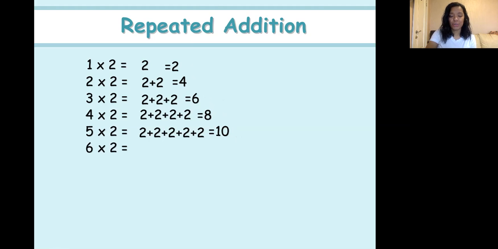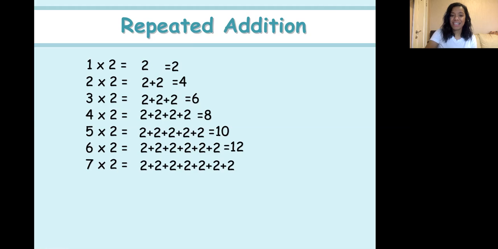6 times 2. Let's see. Let's count first. We need to have how many 2s? 6. 1, 2, 3, 4, 5, 6 2s, okay? My answer would be 12, and it is, okay? And we can continue on with 7 times 2, having 7 2s. Always remember to count them out. 1, 2, 3, 4, 5, 6, 7. I have 7 2s, which would equal 14.